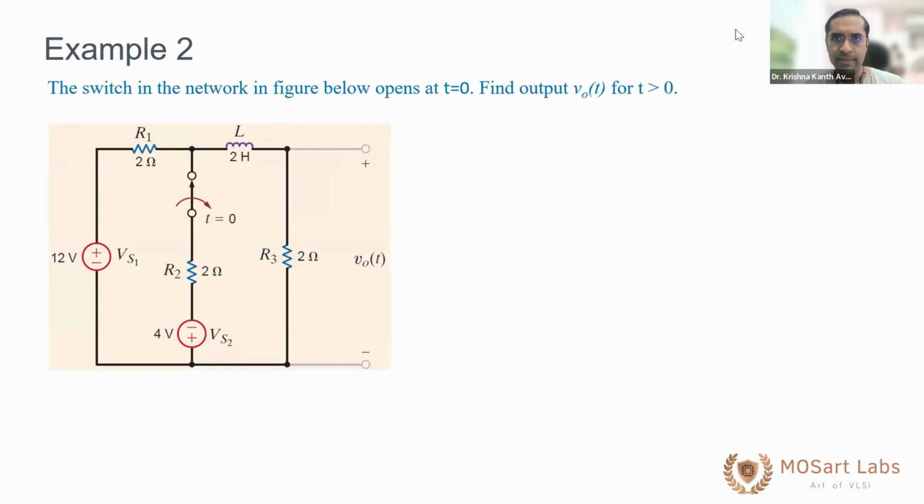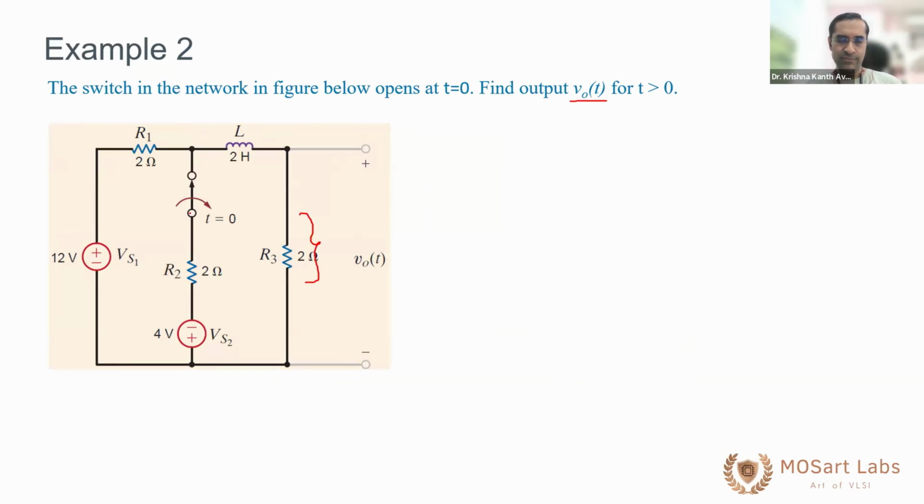Next example. This is a switch network where the switch opens at t equal to 0. At t equal to 0, the switch is connected before. Now it is opening. And what we are asked to do is find the output V0 of t. Where is V0? V0 is across the resistor. So this is what you're asked to find. Okay, so help me with this problem.